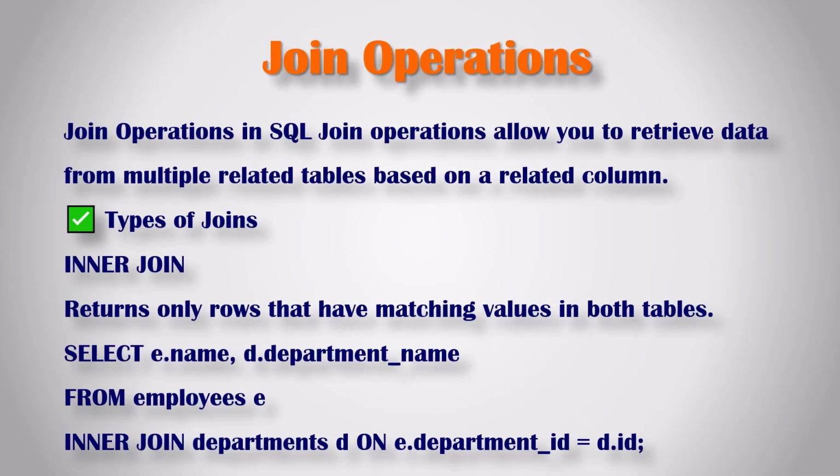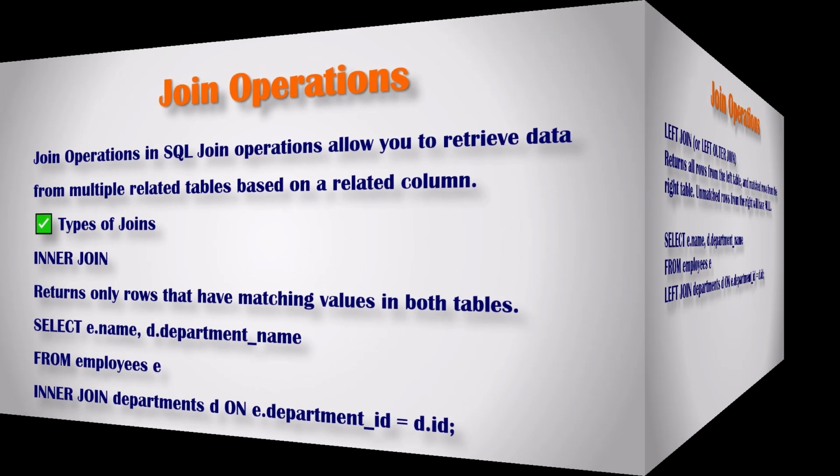Join operations in SQL allow you to retrieve data from multiple related tables based on a related column. Types of joins: inner join returns only rows that have matching values in both tables. SELECT e.name, d.department_name FROM employees e INNER JOIN departments d ON e.department_id = d.id.